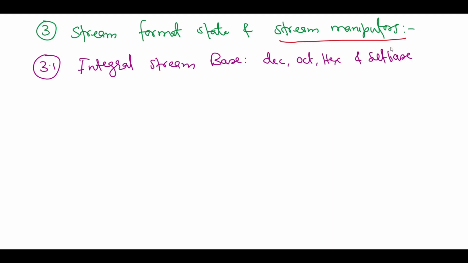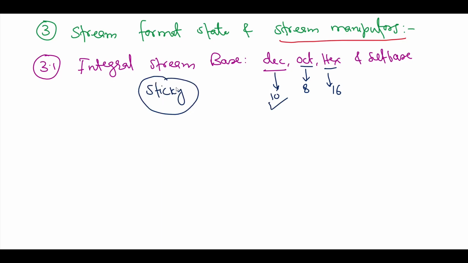So integers are normally interpreted as decimal values. To change the base in which integers are interpreted on a stream, we need to insert manipulators like oct or hex, and they will set the base to either 8 or 16. And if you want to reset the stream to the base of decimal, you have to use the dec stream manipulator. Clear? And one thing that you have to note down, that all these settings are sticky. So if you set it once, it will remain until you change that.